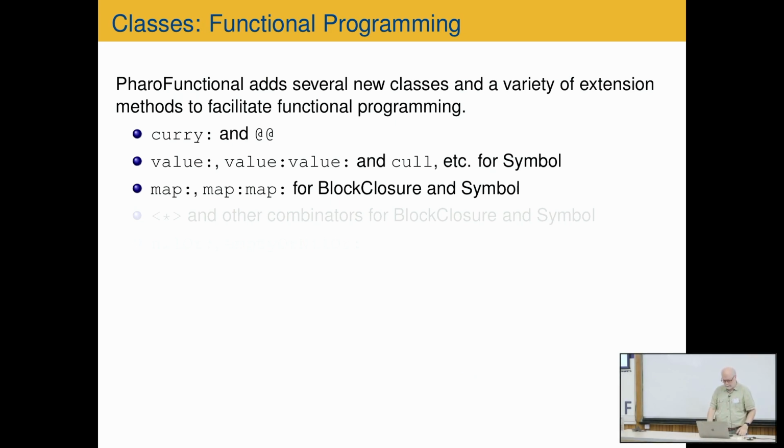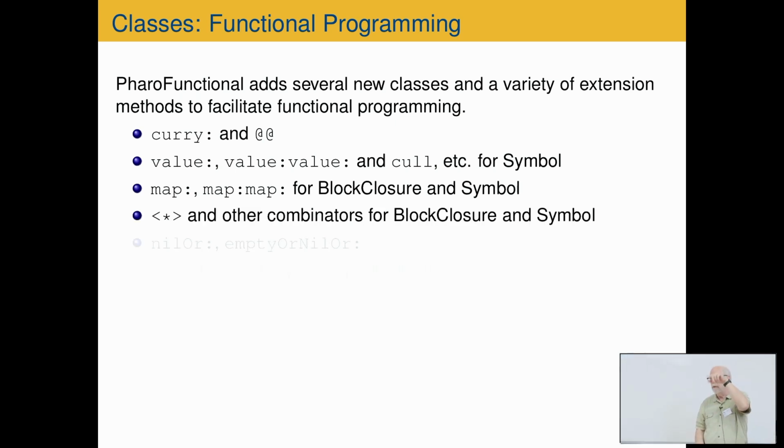And yeah, for someone coming from a functional programming world, being able to map some kind of function over an array or a collection is much more natural for them. We saw the angle-bar-angle combinator. There's a whole bunch more that are implemented for block closure and symbol.